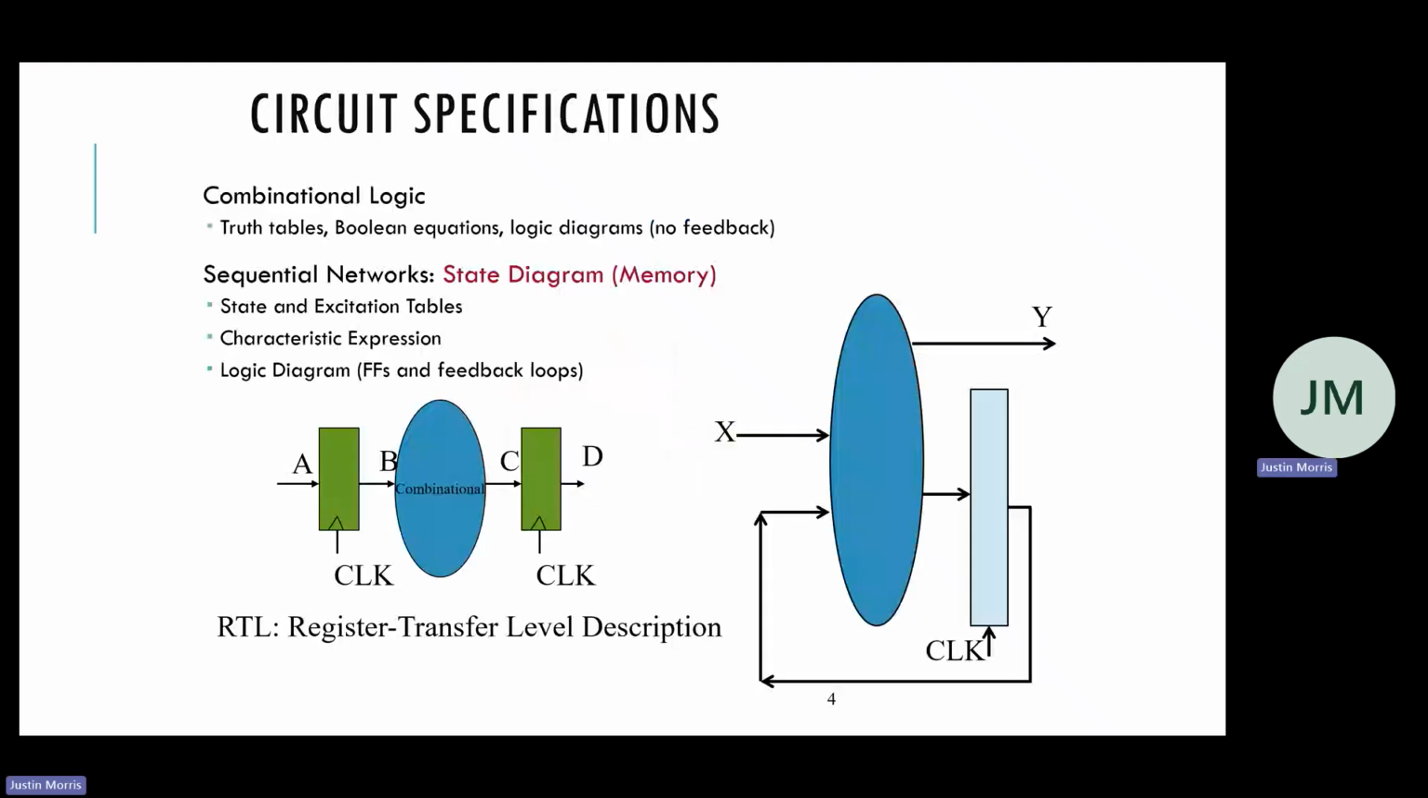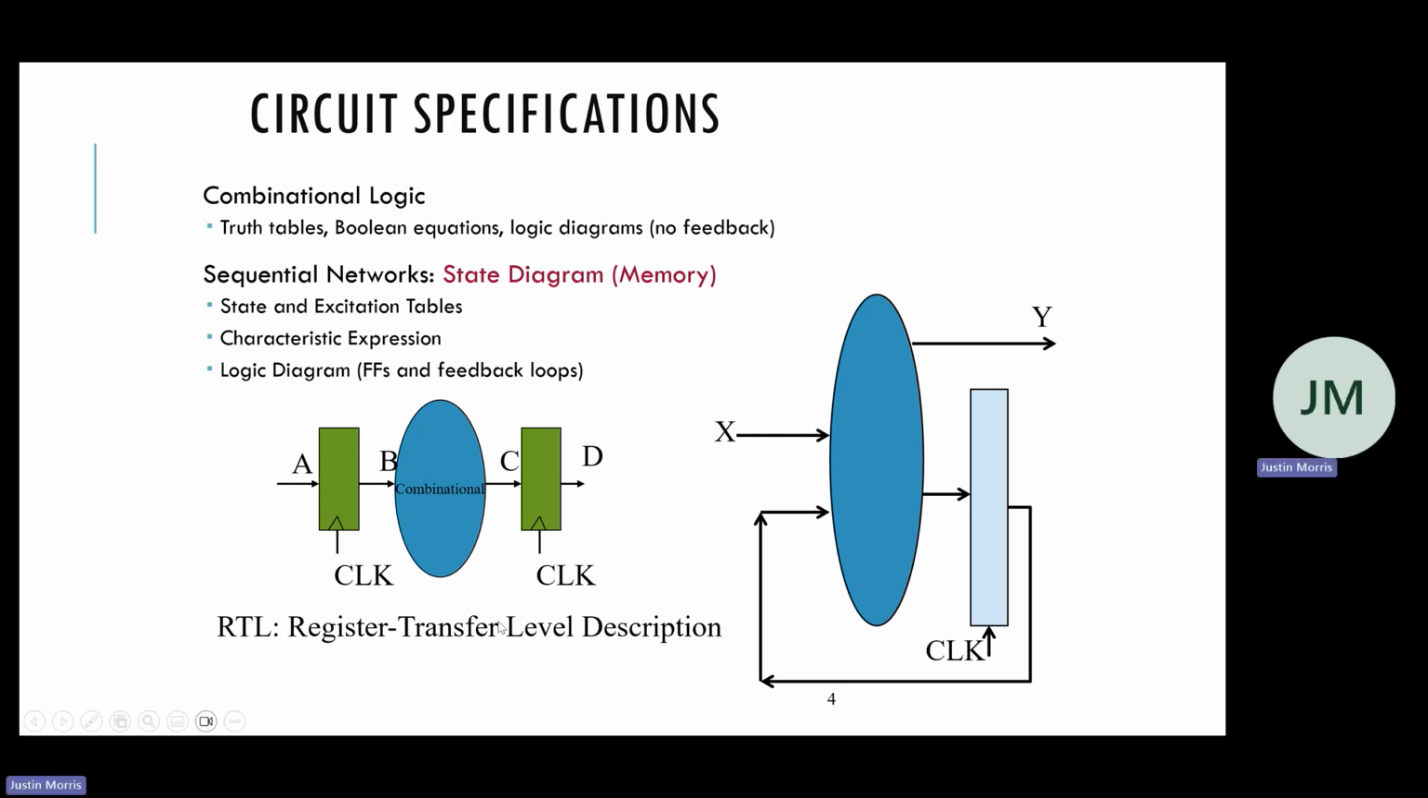All right, so here is our circuit for a finite state machine. We are going to use combinational logic, which we know consists of truth tables, our Boolean equations, and then we have the logic diagrams. And we're also going to use sequential logic, and this is going to store our state and excitation tables. And we're going to be using flip-flops in order to store our states.